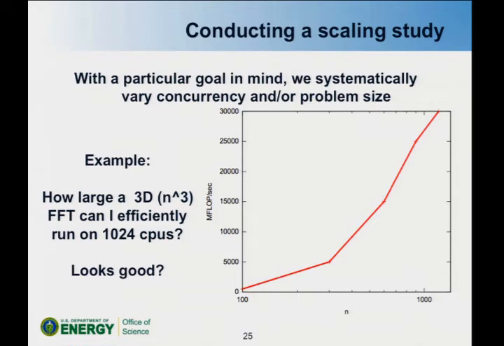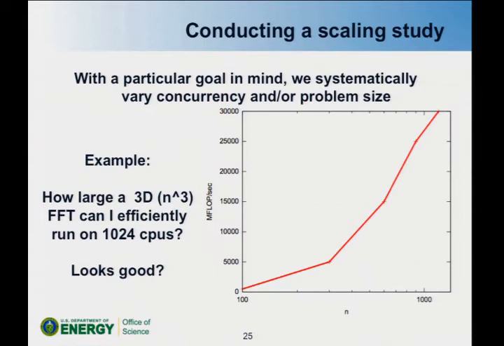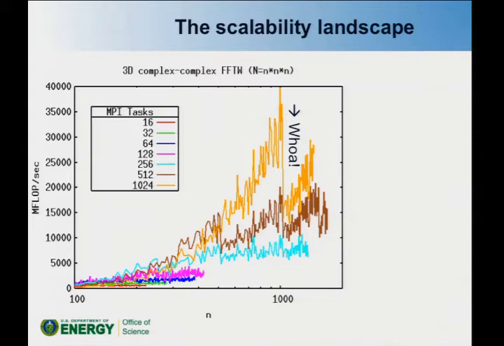So this scaling study has 5 points in it, and it's looking at how large a 3D complex FFT you can do on 1024 CPUs. This is an example that I use because it's a pretty extreme one in terms of what can happen in a scaling study. The data there is the same as this data here, just with more points. I said doing one performance measurement is not a scaling study. This one has probably 1,000 different data points in it. Every point on these lines is a performance measurement for doing this 3D FFT. The concurrency is given by color, that's the number of cores, and the problem size is given by n. So it's an n by n by n FFT.